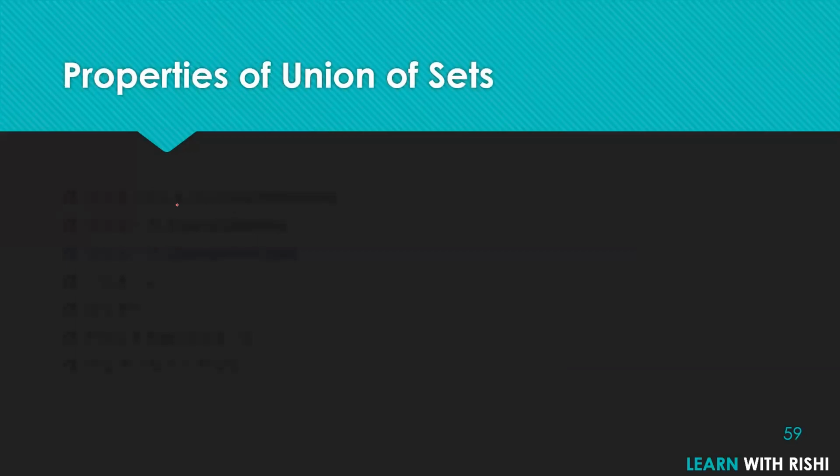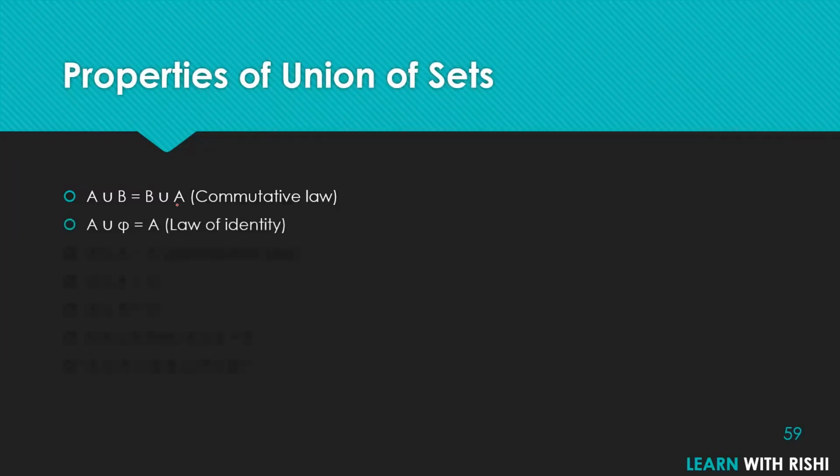Let us discuss some properties of union of sets. First property is A union B is equal to B union A. So you can write it either way. If you write A union B, that will give you the same answer. B union A will also give you the same answer. A union phi is equal to A. What is this phi? Phi means empty set.